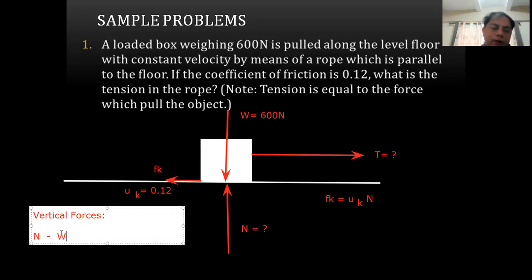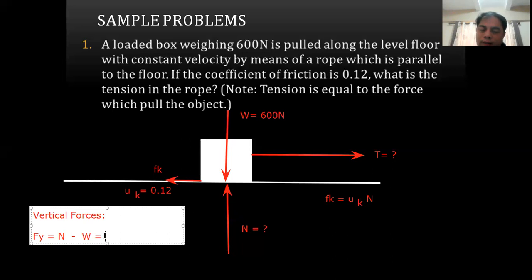In our vertical axis there are two forces present, and we can call it F sub y, forces along the vertical plane or y-axis. So one is N that goes up, W that goes down, and we notice that this body is not actually moving vertically. It is not moving up and down. It is simply sliding left and right.